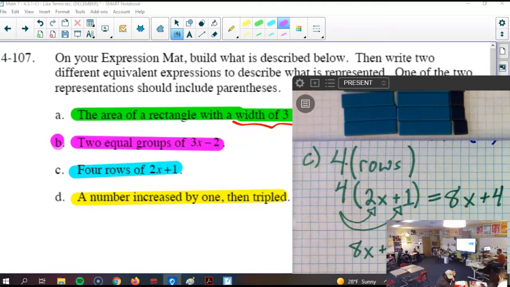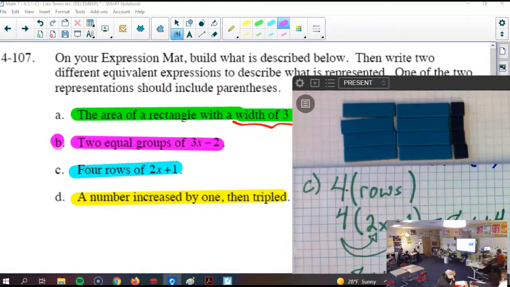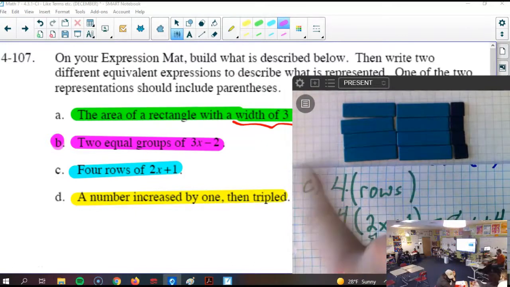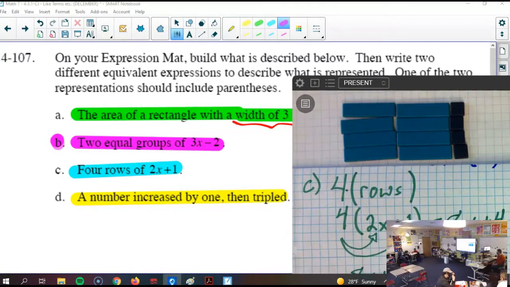Questions on that being 4 rows of 2x plus 1? 4 rows, 2x plus 1. My camera froze now.